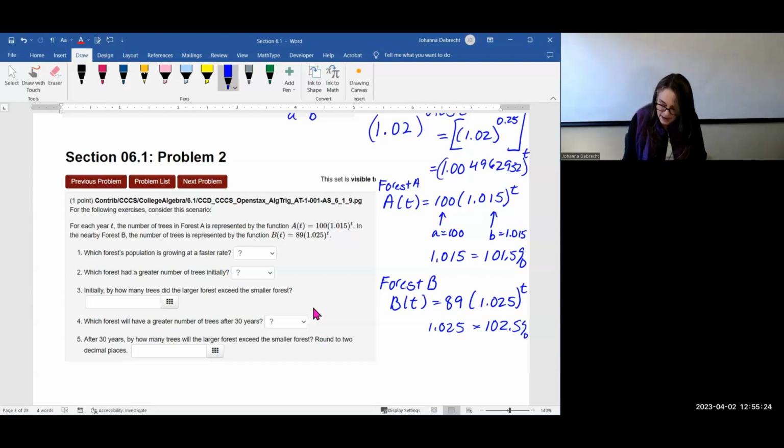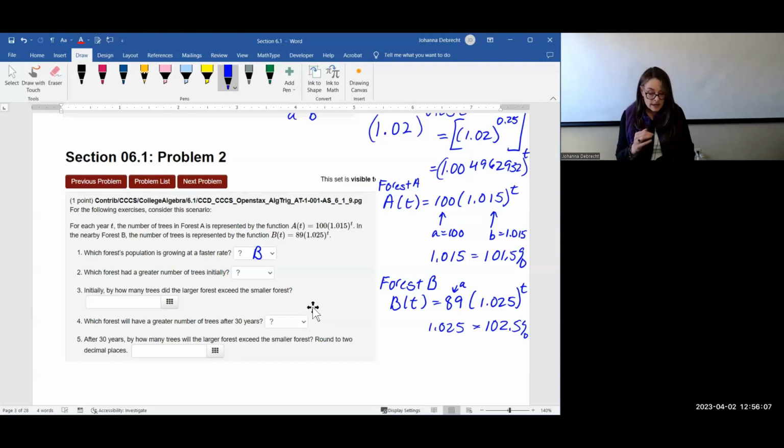Now, what about these A values? This A is an 89 and this A is 100. What does that mean? Well, when t equals 0, any positive value raised to the 0th power is the number 1. So this means that there were originally 100 trees. So the initial value is 100 trees in forest A, and the initial value is 89 trees in forest B. So this says which forest population is growing at a faster rate. Well, I need to compare the 101.5% and the 102.5%. Forest B is growing faster.